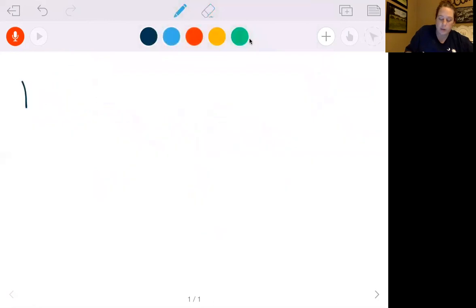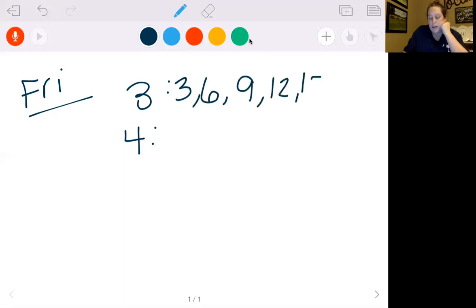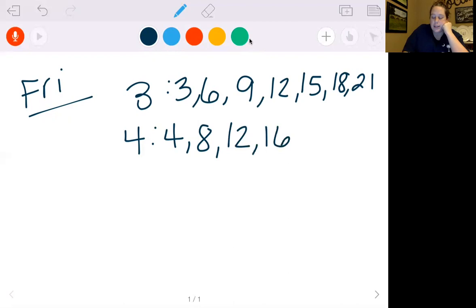So let's do another one. Let's do 3 and 4. So we're going to count by 3s. 3, 6, 9, 12, 15, 18, 21. I'm going to stop there because I ran out of room. 4 times 1 is 4, 4 times 2 is 8, 4 times 3 is 12, 16, 20, 24. I'm going to stop there.